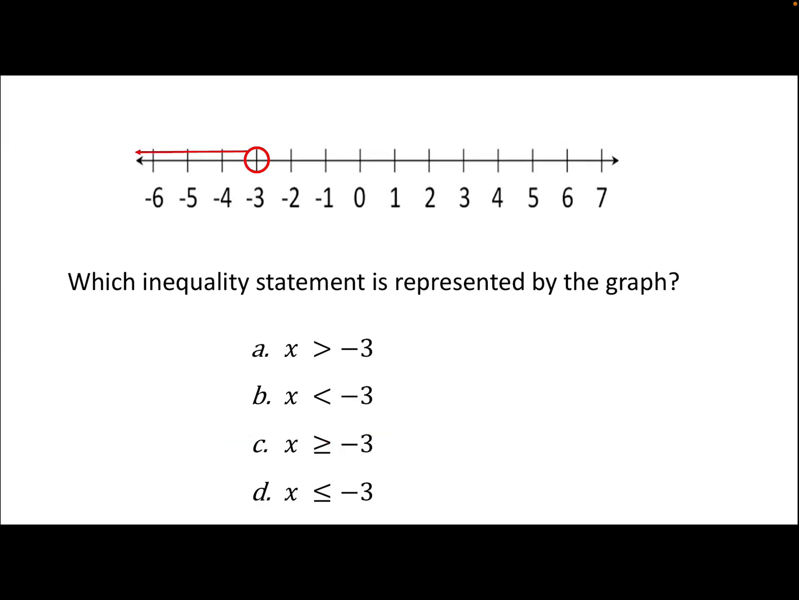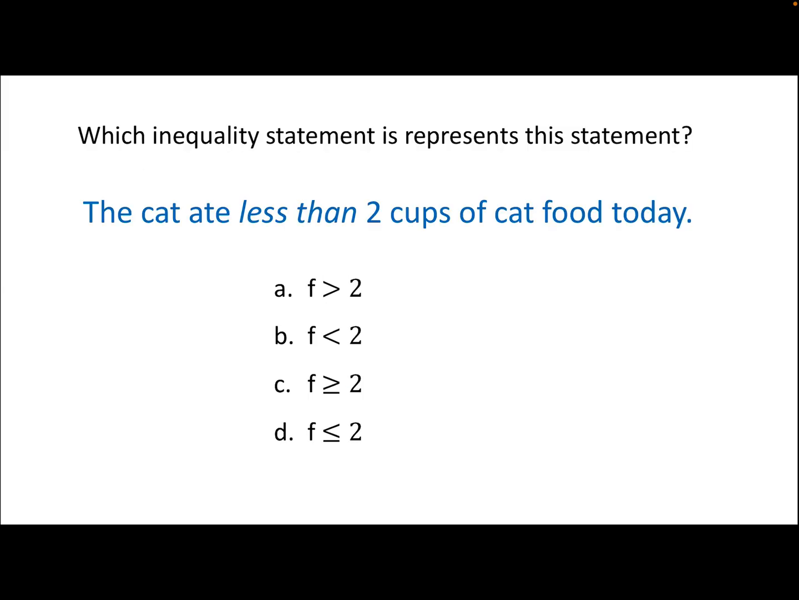Which inequality statement is represented by this graph? Well, we have an open dot at -3, and the arrow is showing that it's going to be less than. So x is less than -3. It is not equal to because the dot is open. X is less than -3. Which inequality statement is represented by this graph? This time we have an open circle at 0 and all the values greater than 0, but not equal to 0. So x is greater than 0 is the correct answer.